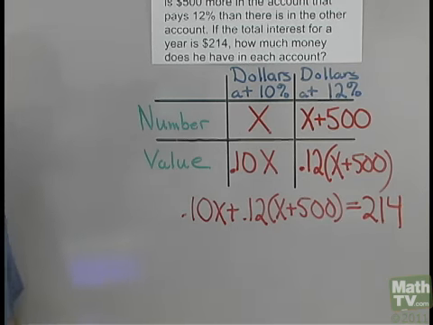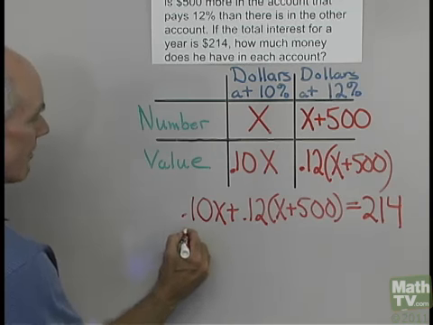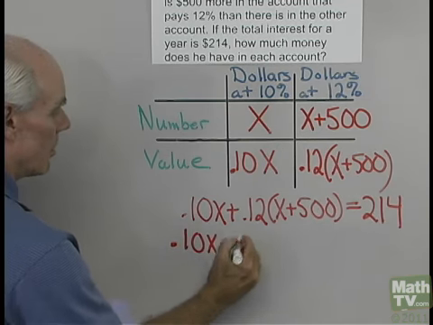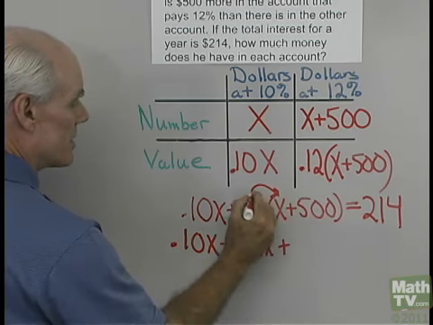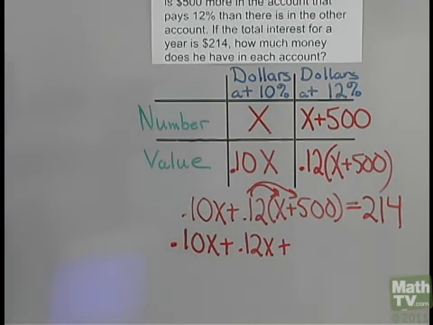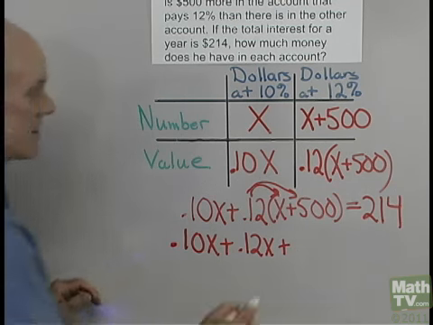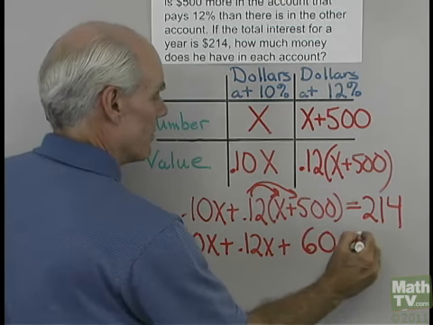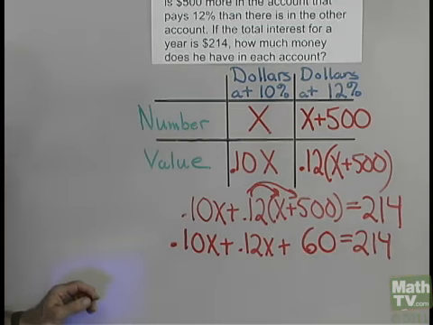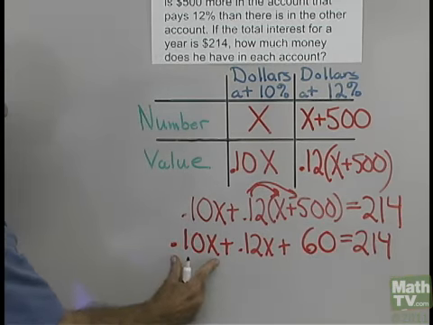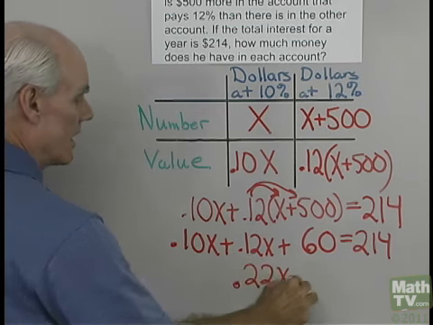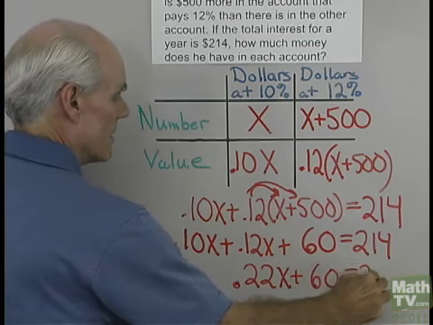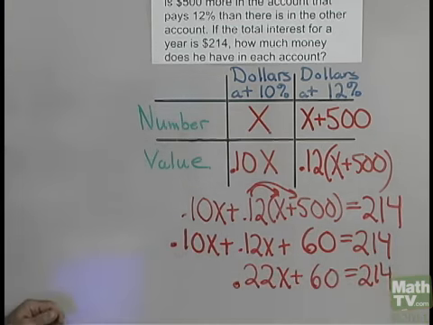Let's go ahead and use our distributive property and multiply. I have 0.10x plus 0.12x plus 0.12 times 500. When I do that multiplication on a calculator, I end up with 60, and that's equal to 214. I can simplify a little further here. 0.10 plus 0.12 is 0.22, so 0.22x plus 60 is equal to 214. Now I want to add negative 60 to both sides.